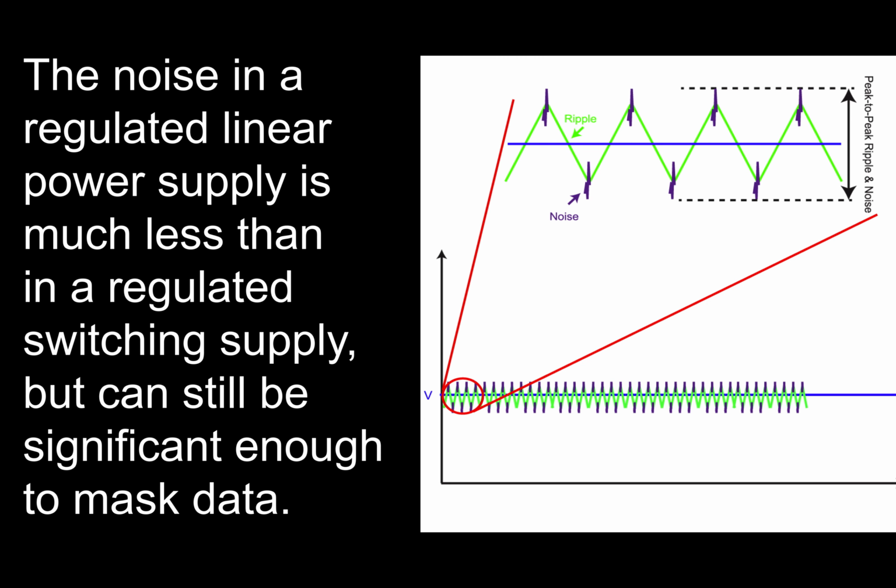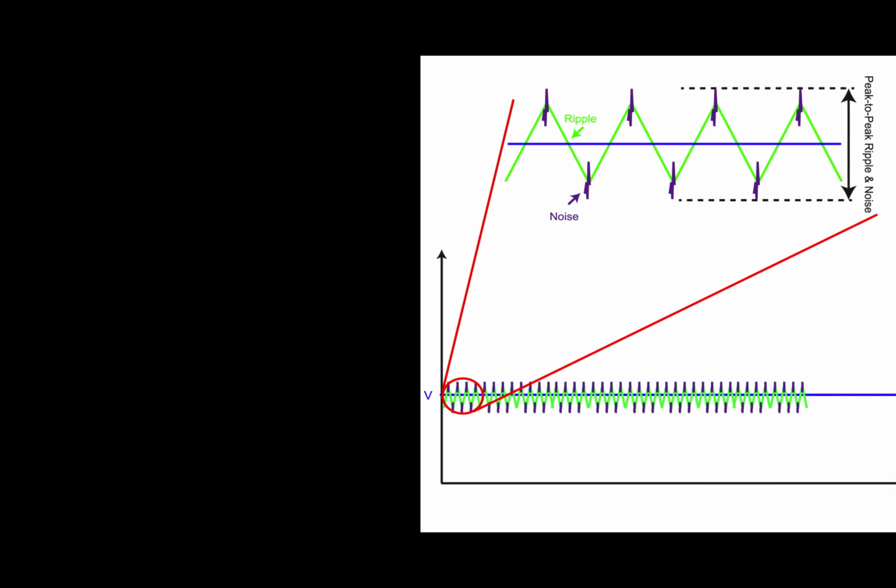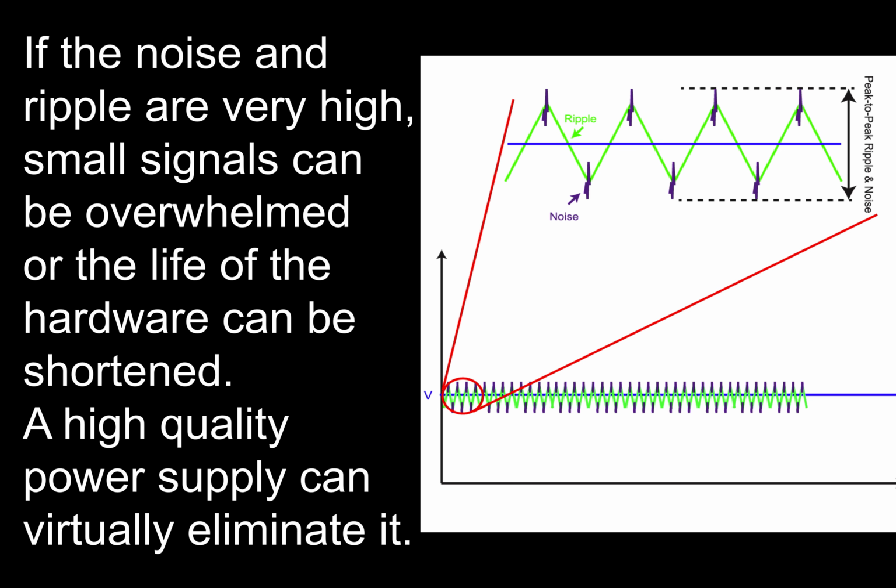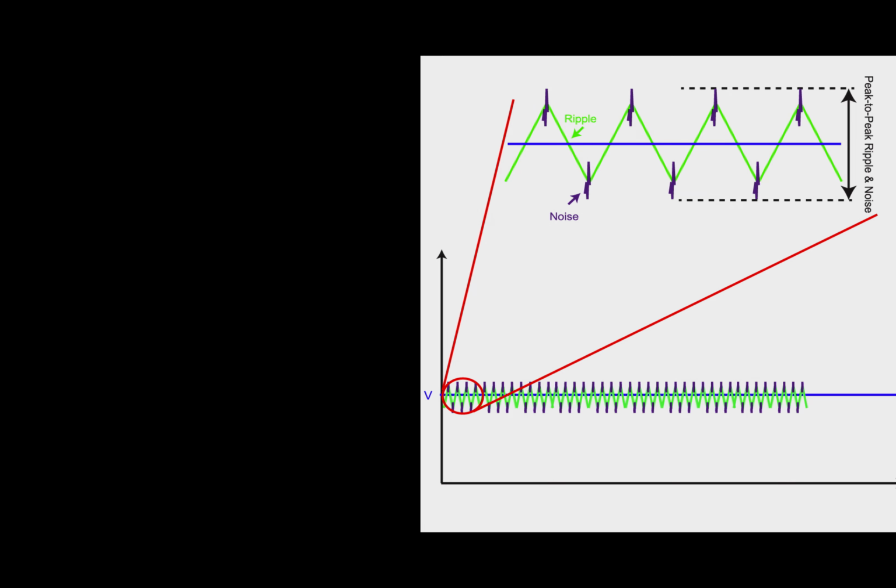The noise potential in a regulated linear power supply, while much less than the ripple of a regulated switching supply, can still be significant enough to mask data. If the noise and ripple are very high, small signals can be overwhelmed or the life of the hardware can be significantly shortened. However, with a high-quality power supply, it can be virtually eliminated.